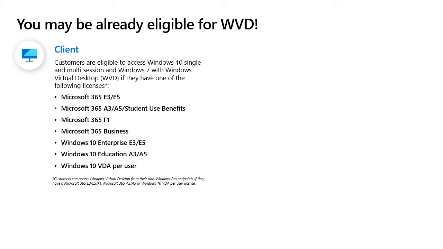But if you're already subscribed to M365 E3/E5, E3/E5 student use benefits, M365 F1, or M365 Business, then those subscriptions already include the license or the eligibility to access Windows 10 single and multi-session, and even Windows 7 with Windows Virtual Desktop. So you're all good, you're covered. If you've got Windows 10 Enterprise, Windows 10 Education, or Windows 10 VDA per user, as you see here in the list, then you're covered as well.